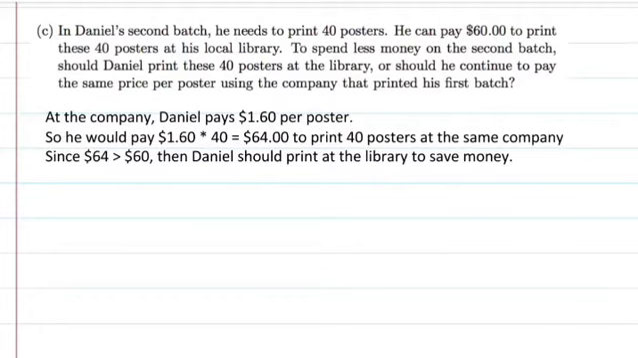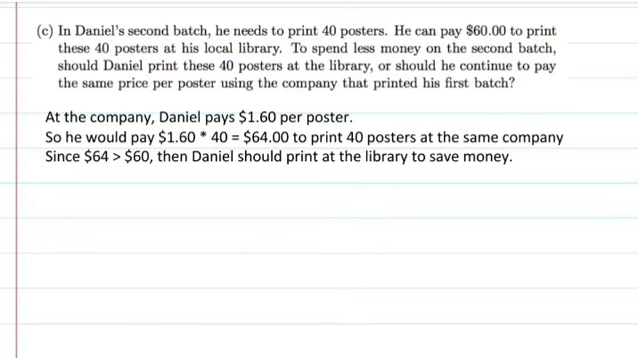Part C reads, in Daniel's second batch, he needs to print 40 posters. He can pay $60 to print these 40 posters at his local library. To spend less money on the second batch, should Daniel print these 40 posters at the library, or should he continue to pay the same price per poster using the company that printed his first batch?